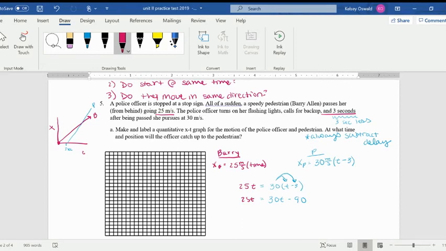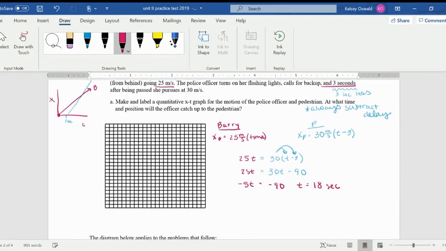Then we'll want to get our t's all over to one side. So subtract 30t. So that's negative 5t is equal to negative 90. And we'll find that our police officer and Barry meet after a time of 18 seconds. So she catches up to him after 18 seconds.